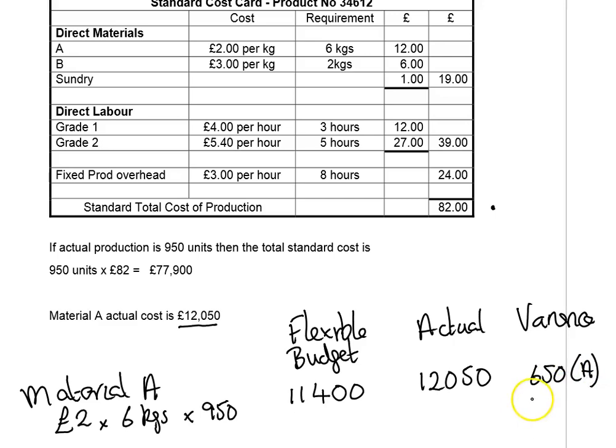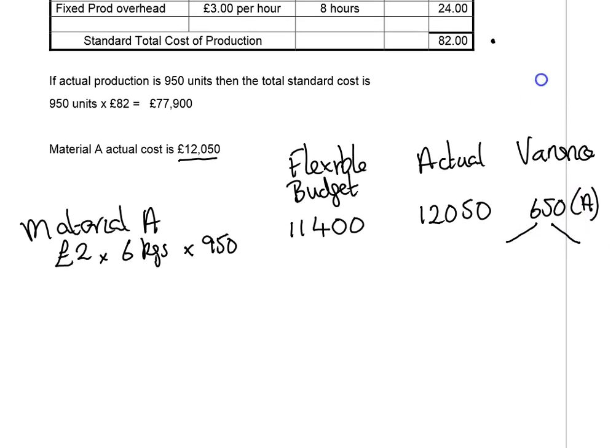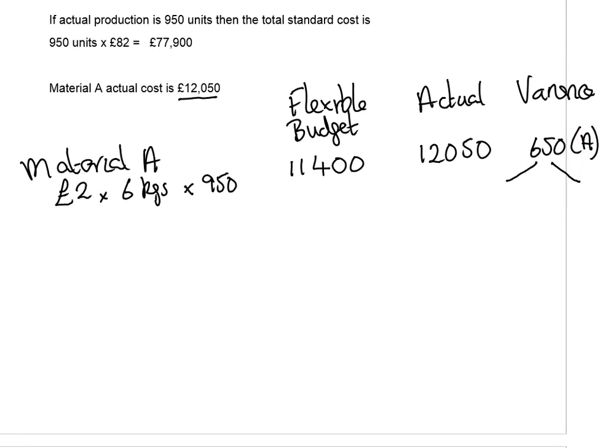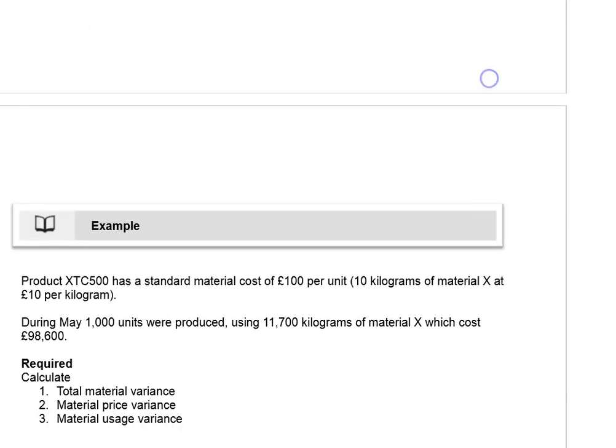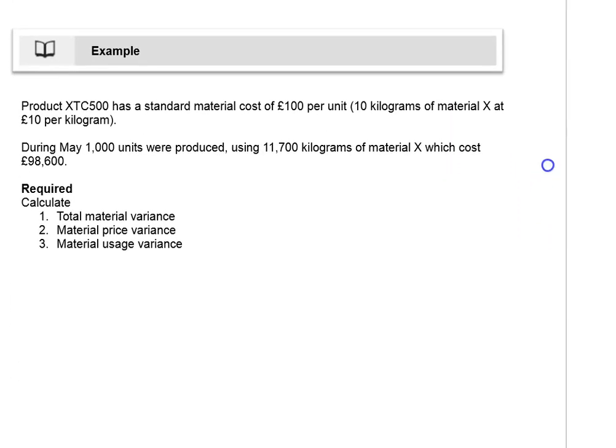In standard costing, what we're going to do is split that 650 variance. We're going to take it and divide it into price and usage. We're going to be examining in particular how accurate was that £2 per kilo. How accurate was that 6 kilos per unit? Let's look at a full example.